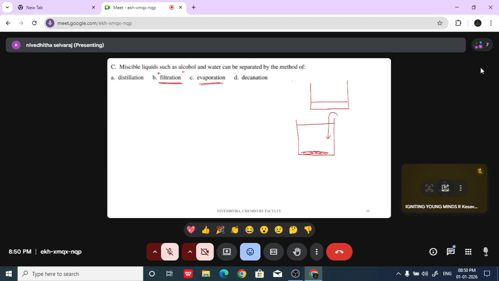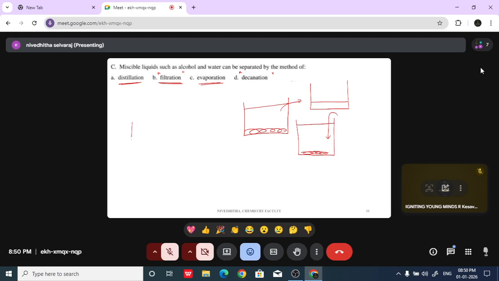What is decanting basically? For example, I have water in which I've mixed sand. Just by tilting, I can take this water out. That's it. The distillation method is a special one.